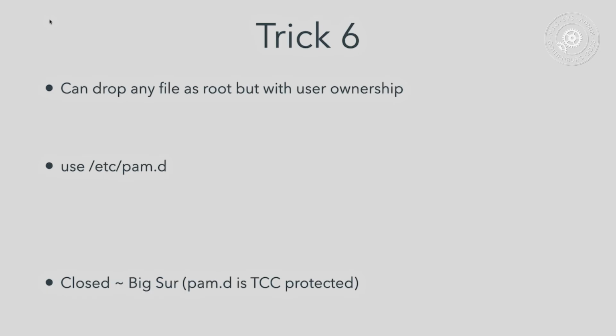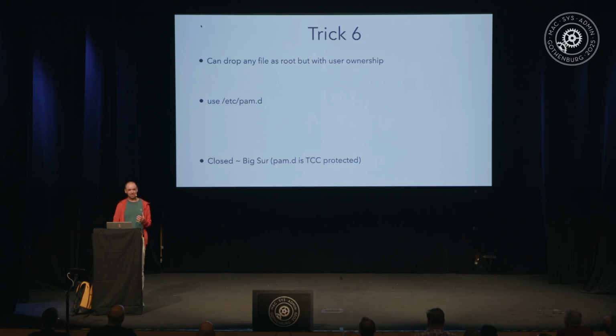And the last one: again, I can drop a file anywhere as root, even with user ownership. Dropping a new authentication file to the PAM.d directory or changing an existing one basically allowed me to elevate myself to root without a password. It was closed in Big Sur because the directory became TCC protected.